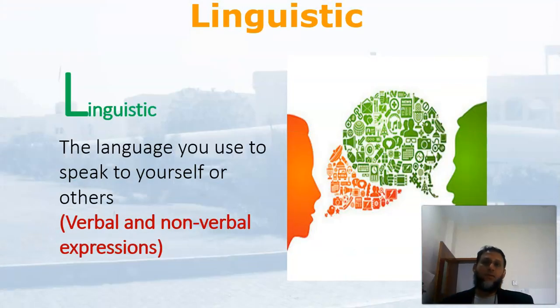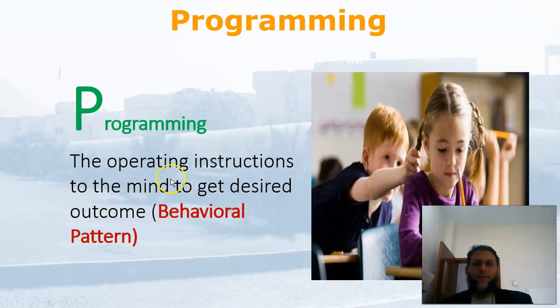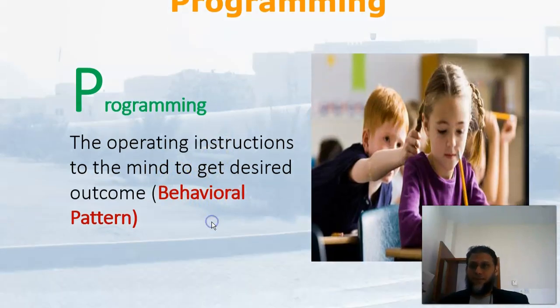The next one is linguistic. It is nothing but verbal and non-verbal expression. It comprises what you think inside and what you express through your verbal way or the non-verbal expression of your body. Then the programming. Finally, those two things are going to set your behavioral pattern. The person behaves in a particular way because his thinking and his expressions are the reason for his behavioral pattern.